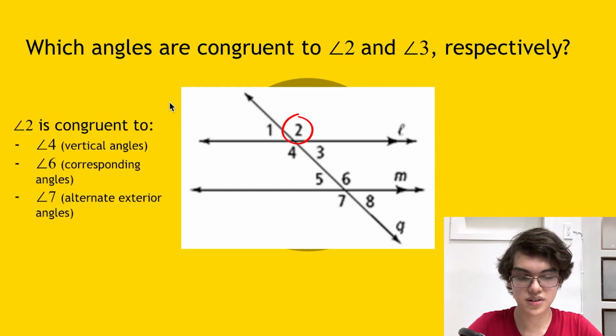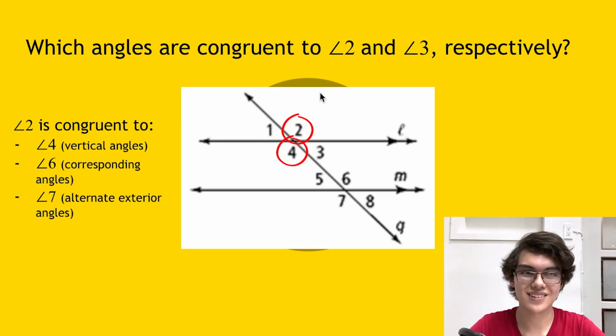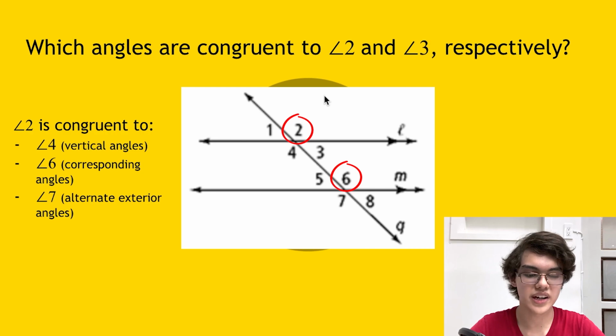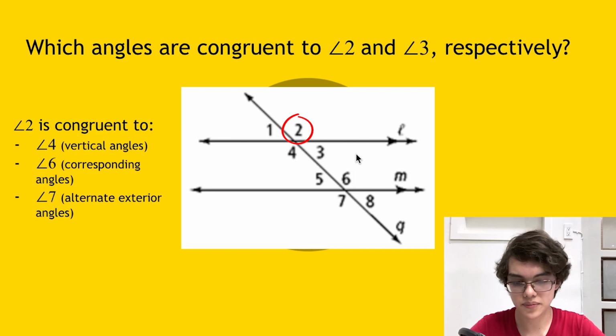Okay, so angle 2, the one right here on the top right, would be congruent to angle 4, obviously, because of vertical angles. Because they're vertical angles, they're on opposite sides of an intersection of two lines. It would also be congruent to angle 6 because of the corresponding angles postulate. They're in the same spot in these two intersections: this is on the top right, and that one's on the top right. So they're corresponding angles, which means they're congruent.